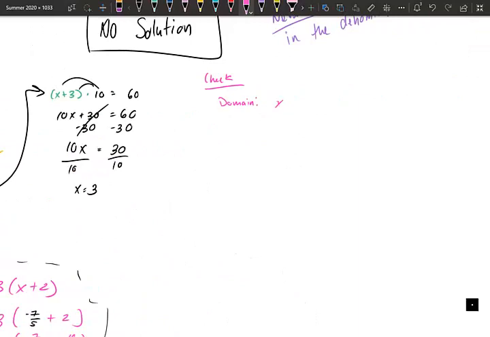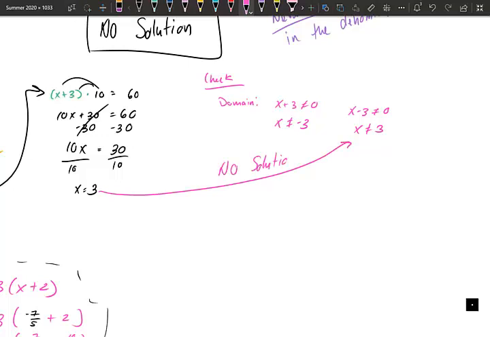So we have x plus 3 cannot be 0, and x minus 3 cannot be 0. So x cannot be negative 3, and x cannot be 3. So you see how x cannot be 3? This is a no solution. That's another way we can do that.